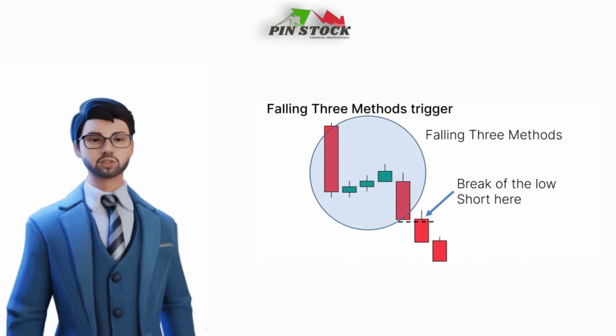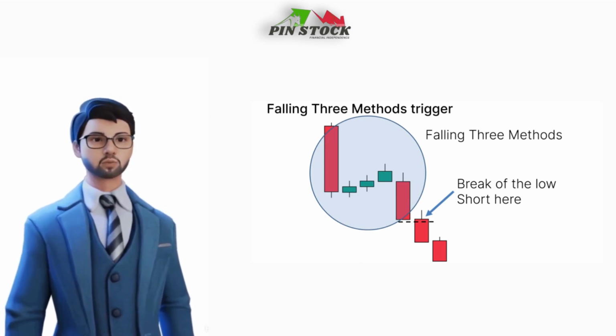So how do you use this pattern? When you spot the falling 3 methods, brace yourself for the downtrend to continue. This pattern is a clear indicator that the bears are not done yet. They're just catching their breath before they exert their influence again. Expect the downtrend to resume after this brief bullish pause.